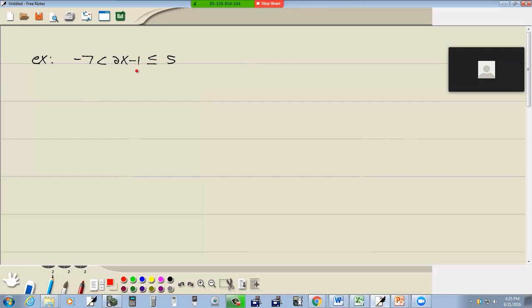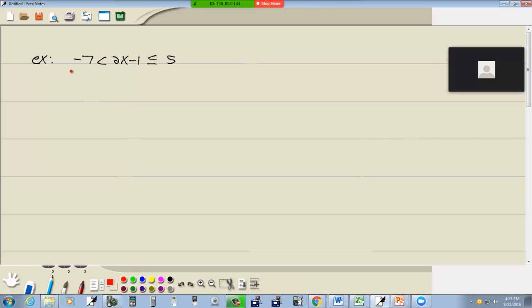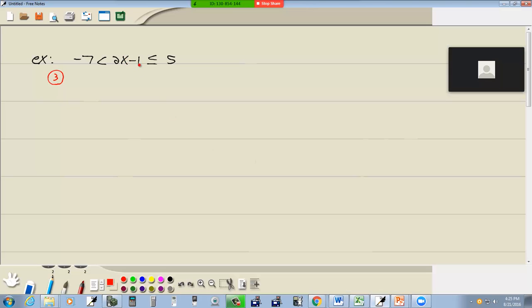Step 1, get rid of parentheses. Don't have any. Step 2, get rid of fractions. Don't have any. Step 3, get everything with an x in the middle, numbers on the other two sides. So I'm going to take this negative 1 and I'm going to move it over to the right side and over to the left side. When you take anything across your inequality symbol, the sign changes. So the negative 1 becomes a positive 1.